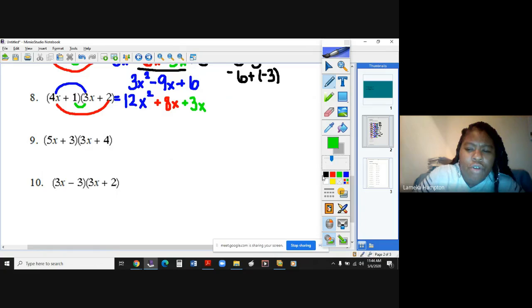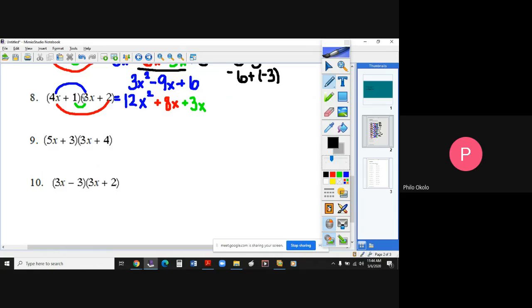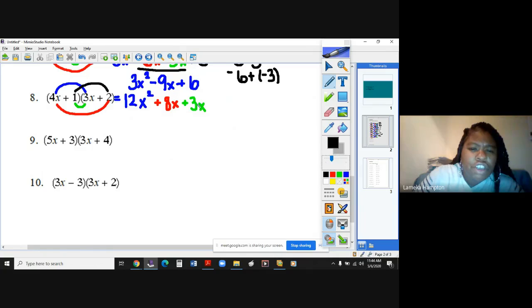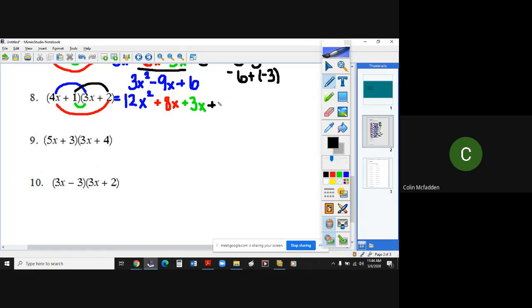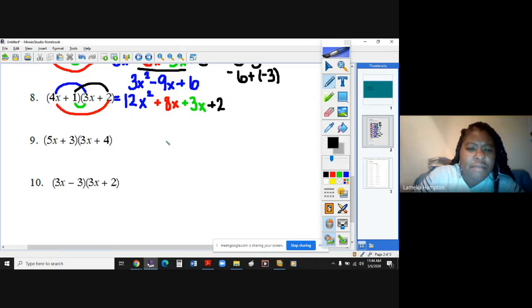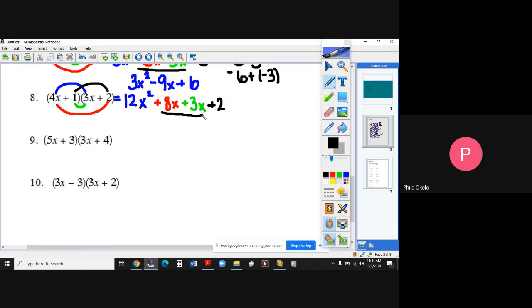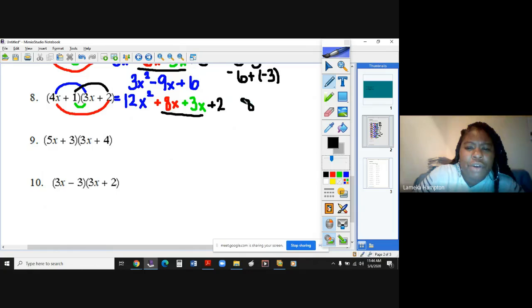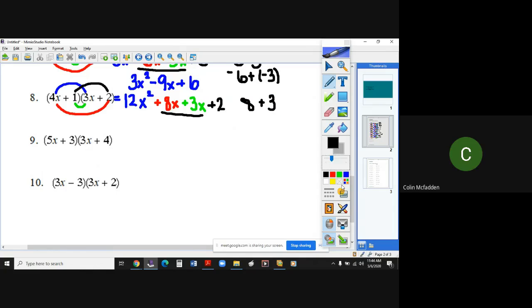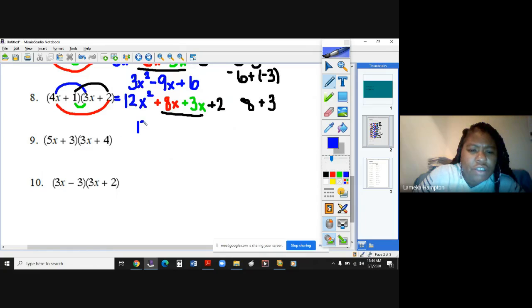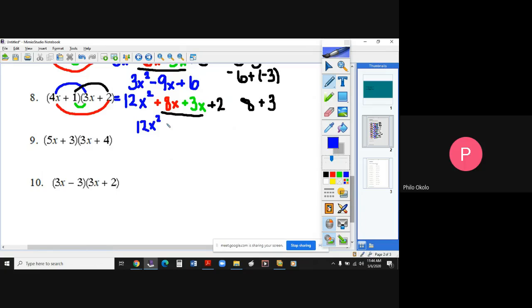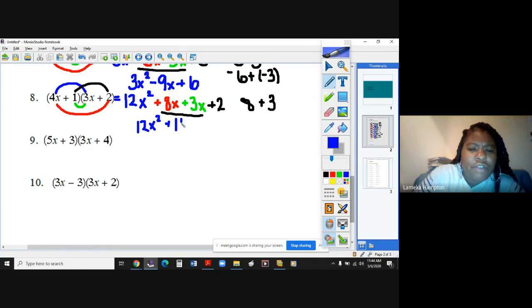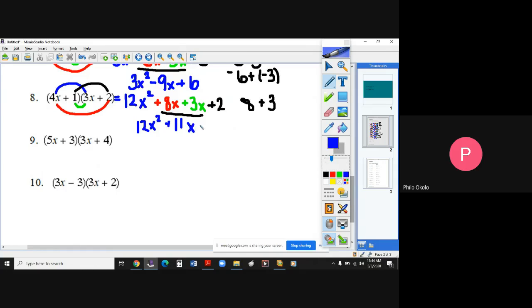All right. One more. 1 times 2, which is 2. Where my like terms at? 8x and 3x. What is 8 plus 3? 11. All right, 11x. So my final answer is 12x squared plus 11x plus 2.